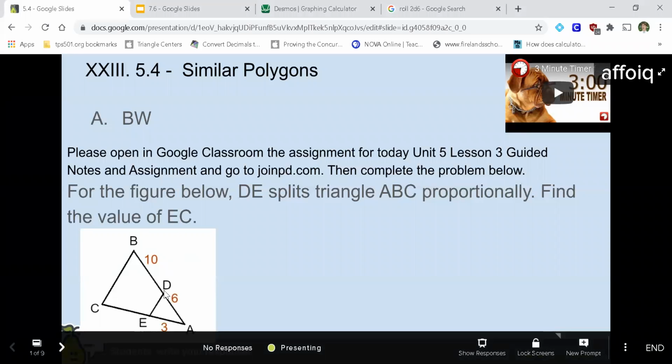One here, DE is splitting this triangle proportionally. Tell me the missing side, EC. I'll give you 3 minutes.